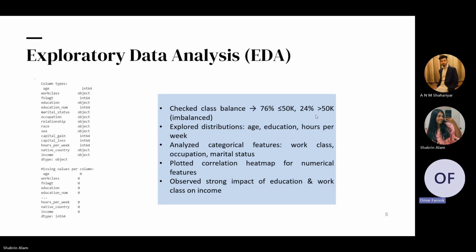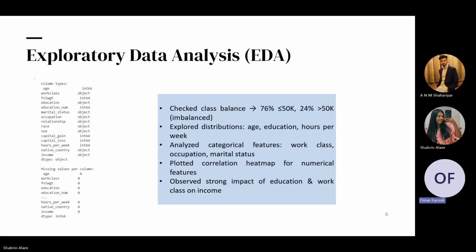Hello everyone. I will be talking about the exploratory data analysis, the feature engineering, and model training. Firstly, to better understand the data, we carried out exploratory data analysis. We started by looking at the class balance. About 76% of individuals earn less than 50K, and only 24% earn more than 50K. This imbalance is important because models may lean towards predicting the majority class.